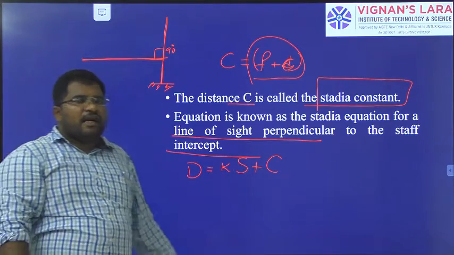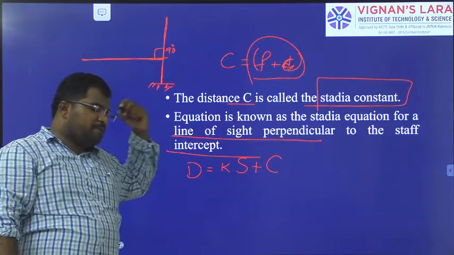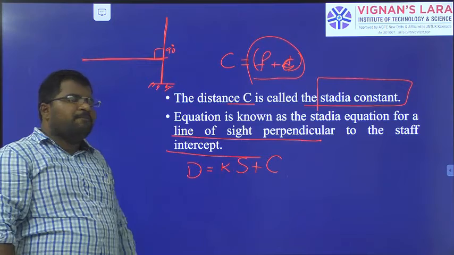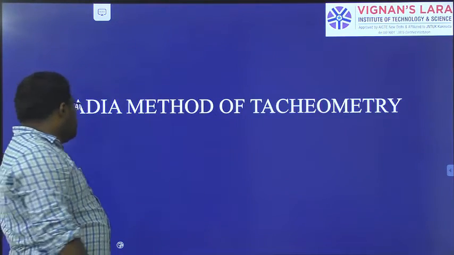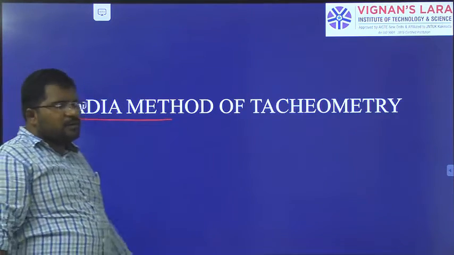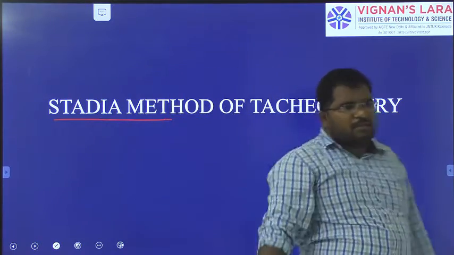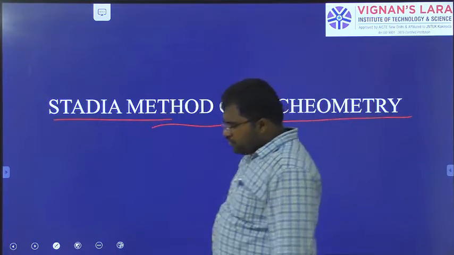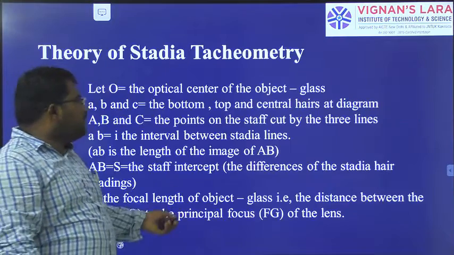You are not measuring any distances directly, but you are going to know the horizontal as well as the vertical distances. That is the principle behind the stadia method. Now we can see the stadia method of tacheometry, how we are going to find both the distance as well as the vertical heights.